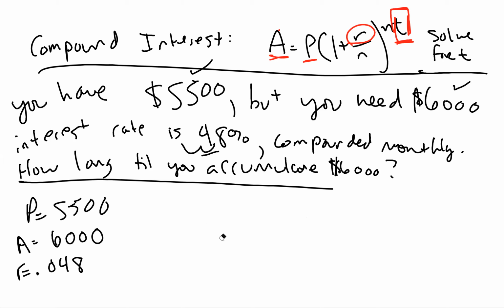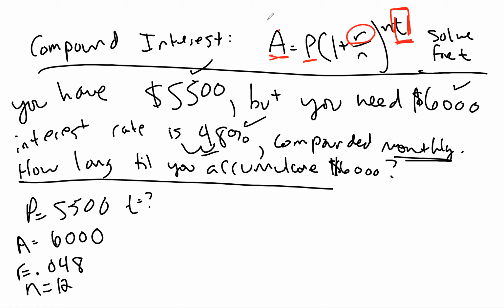So we got this taken care of. The next thing that we see is compounded monthly. What's monthly going to represent? N. And if something happens monthly, how many times a year does it happen? 12 times a year. Perfect. And then of course, how long? Well, that's T. That's what I'm trying to figure out. I don't know how long. That's what we're trying to solve. All right, so everyone on the same page here? We have all the variables that we know.